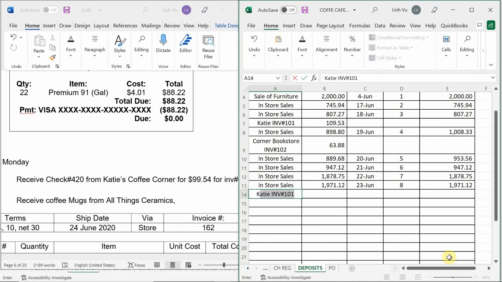Okay, so Katie, invoice number 101, and she gave me a payment of $99.54. But I'm not going to deposit it yet. I'm going to deposit it later.